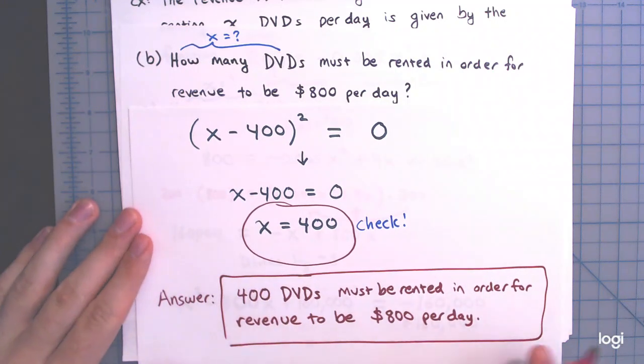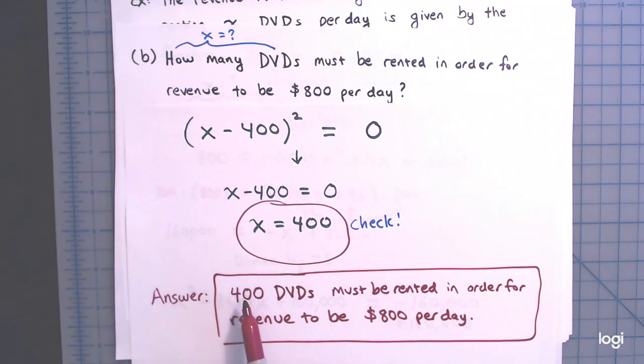Again, notice, complete sentence, and every number has units. 400 has DVDs. 400 what? 800 has dollars. Right? So that things have meaning, things make sense.